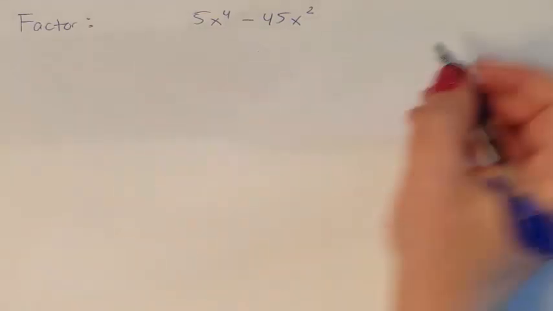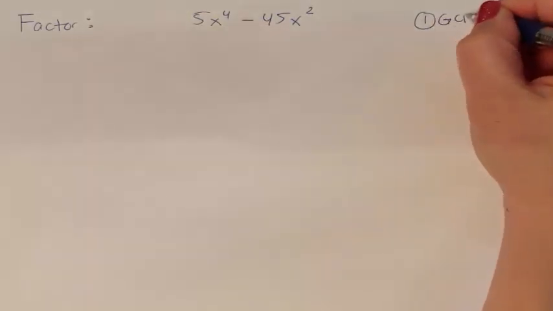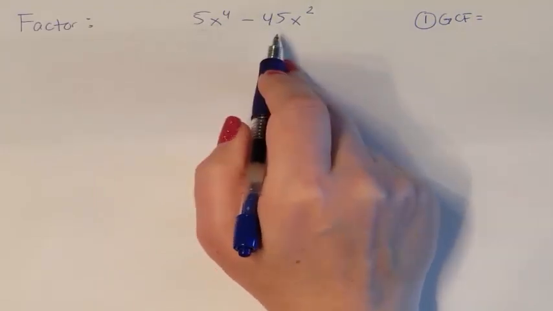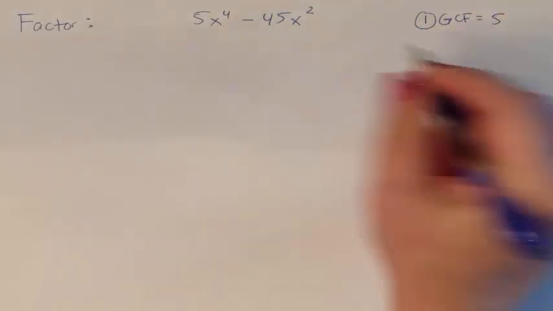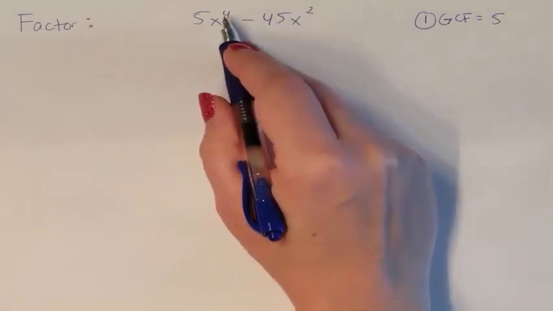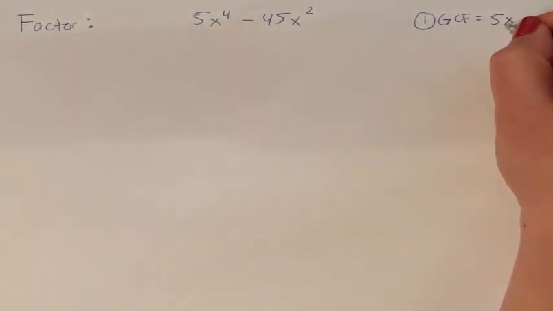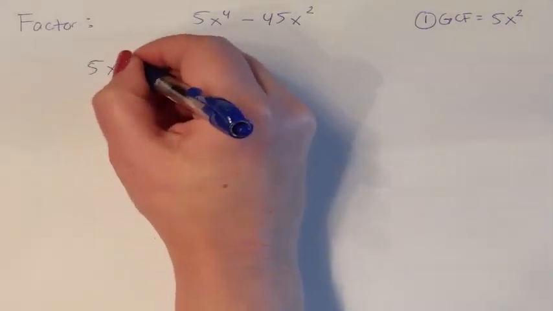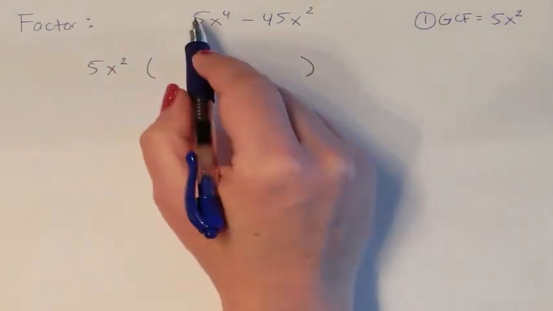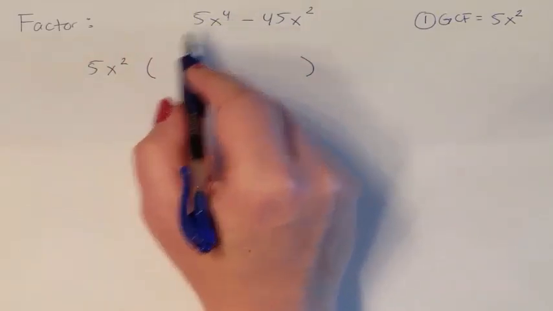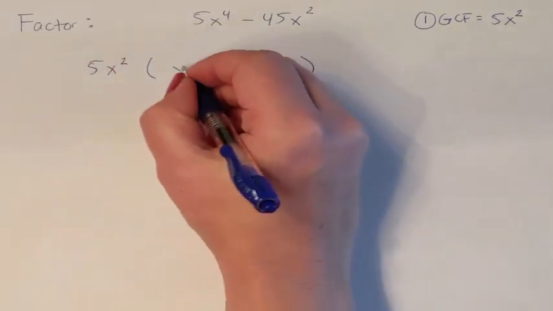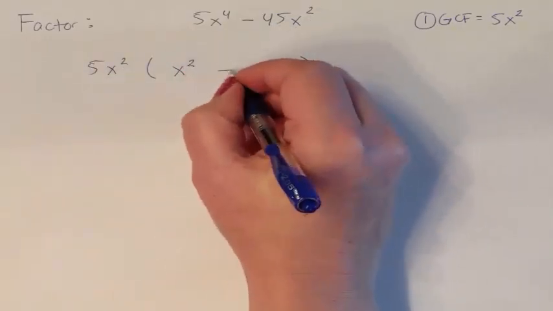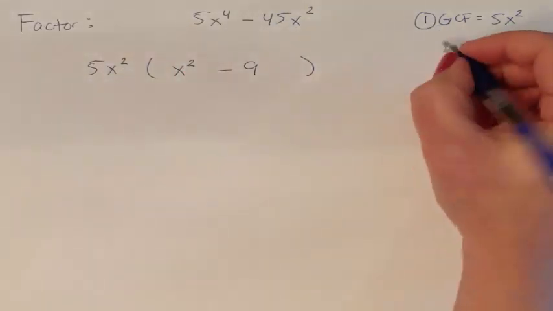So we're being asked to factor. Very first thing you always need to check for is a GCF. Can I divide 5 and -45 by the same number? I can. I can divide everybody by 5. x to the 4th and x squared: how many x's do both of them have in common? They have x squared in common. So my GCF is 5x squared. So I need to divide everybody by 5x squared. 5x to the 4th divided by 5x squared gives me x squared. -45x squared divided by 5x squared gives me a -9. So I just factored out my GCF.